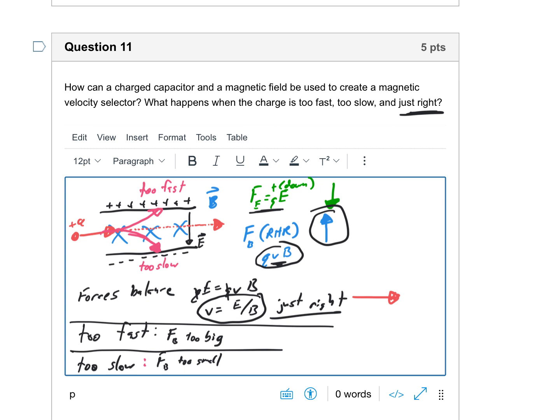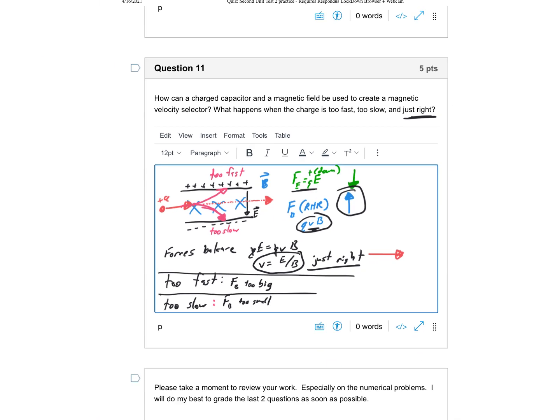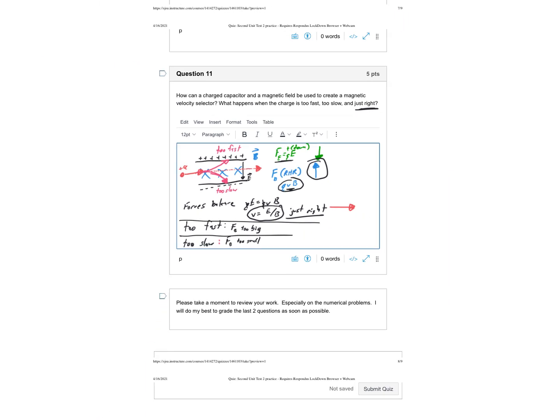Therefore, only the charges moving at the right speed are going to make it through, and you have your particles all prepped and good to go. That is the end of it.